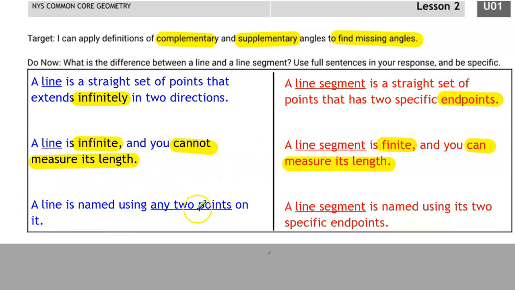Third of all, a line is named using any 2 points on it. So if you pick any 2 points along a line and say, well, I'm going to name it using those 2 points, you can. Whereas a line segment, you must name it using its 2 specific endpoints. Doesn't matter the order, but you must be using those 2 endpoints.